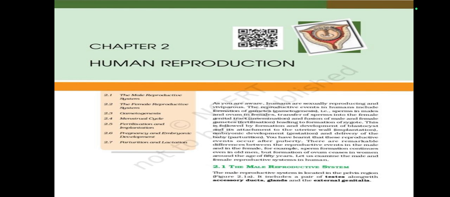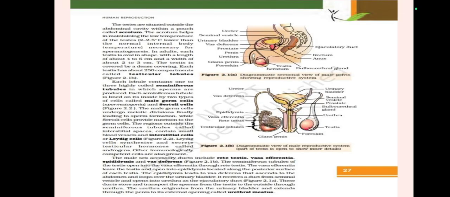The male reproductive system is located in the pelvis region, figure 2.1a. It includes a pair of testes along with accessory ducts, glands, and the external genitalia. The testes are situated outside the abdominal cavity within a pouch called scrotum. The scrotum helps in maintaining the low temperature of the testes, 2 to 2.5 degrees Celsius lower than the normal internal body temperature, necessary for spermatogenesis.